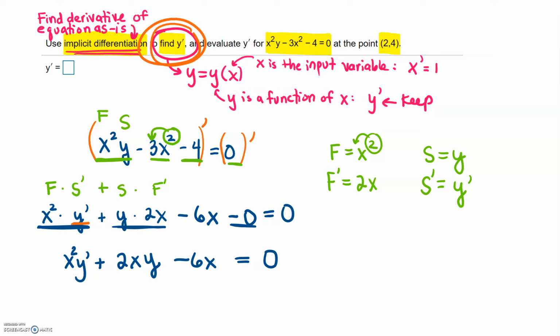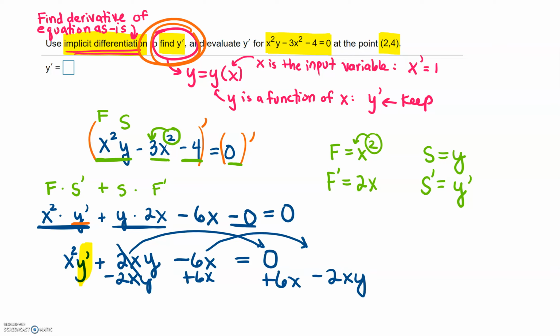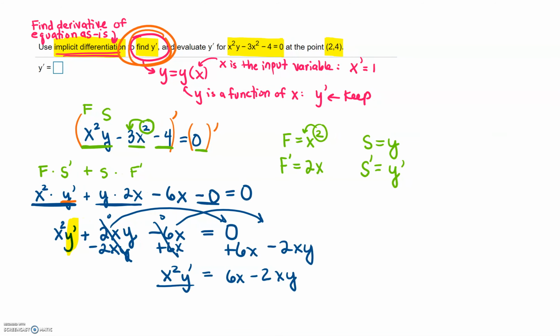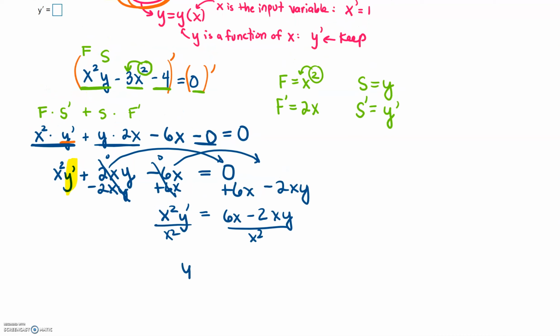Okay, so now I'm just going to focus on getting this y prime alone. So the first thing I need to do is move these 2 terms to the other side of the equation, right? So I will add 6x to both sides of the equation, and I'll subtract 2xy from both sides of the equation, and that will leave me with an x squared y prime on the left and a 6x minus 2xy on the right. Okay, and then I just have to divide by x squared to get that y prime alone. So there we have it. Y prime is equal to 6x minus 2xy over x squared.